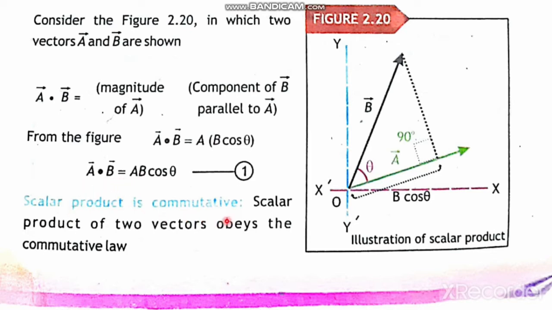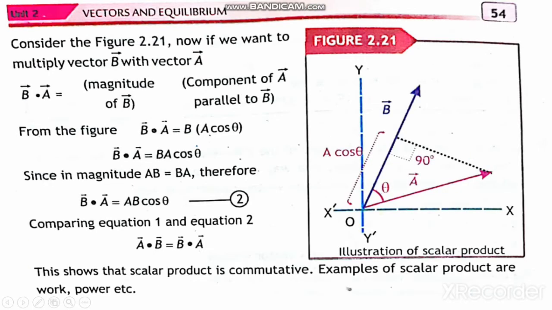Scalar product is commutative. How? Commutative means A dot B is equal to B dot A. As A dot B is equal to AB cos theta, let's see what the value of B dot A is. B dot A will be equal to the magnitude of the first vector, that is B, multiplied by the component of A parallel to B. The component of A parallel to B is the projection of vector A on B, which will be equal to A cos theta.